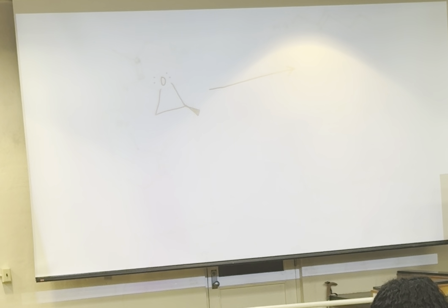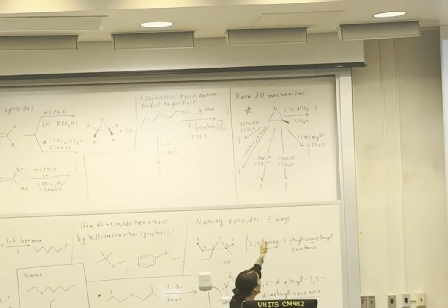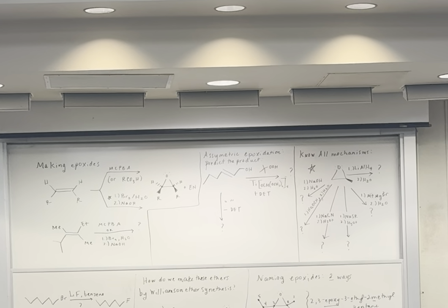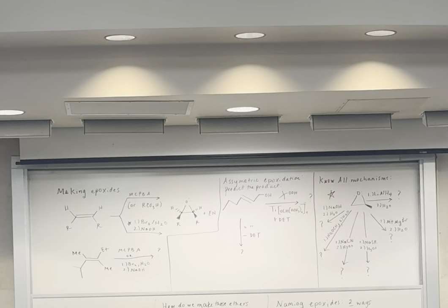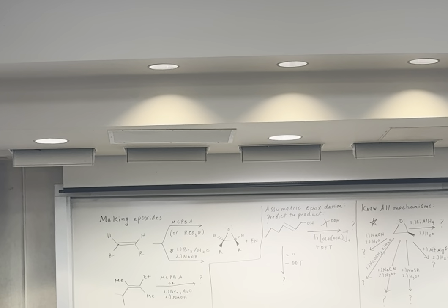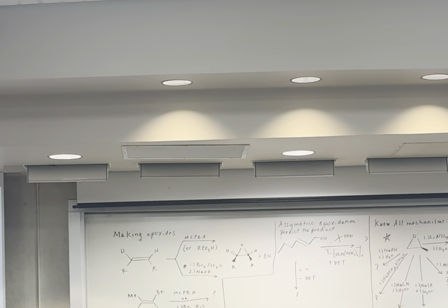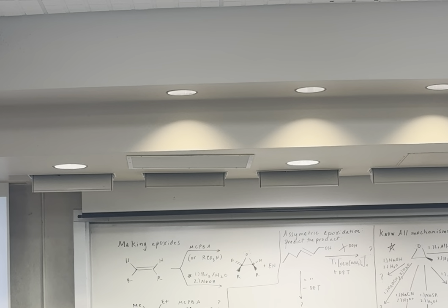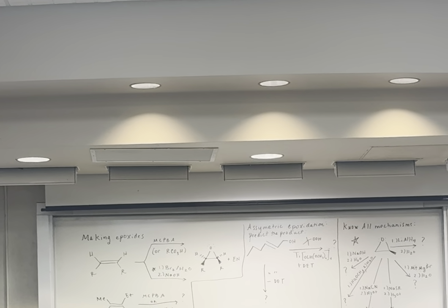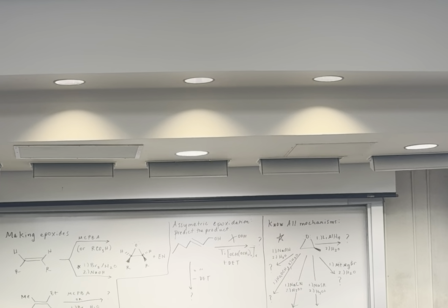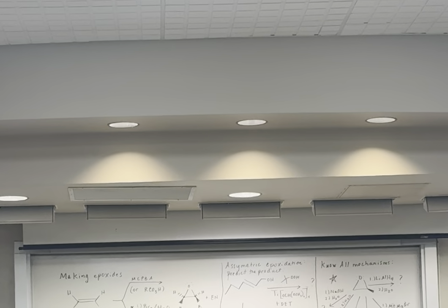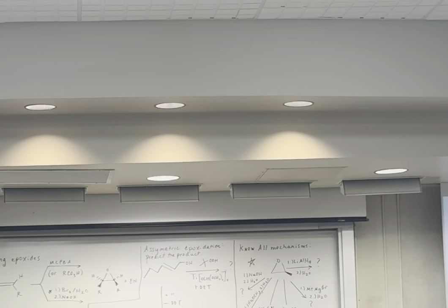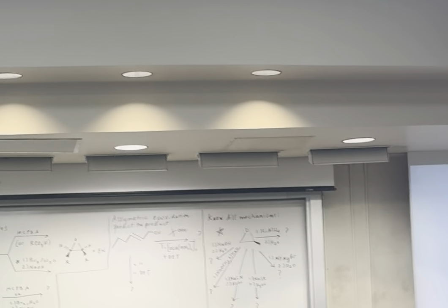So you need to be able to do all of these mechanisms over here. Of the 5 or 6 questions from this chapter, high priority is naming epoxides, Williamson ether synthesis, the ether reaction, the Sharpless asymmetric epoxidation, one of those, and then something we still have to talk about, which is acid catalyzed ring opening. We're going to talk about that tomorrow.